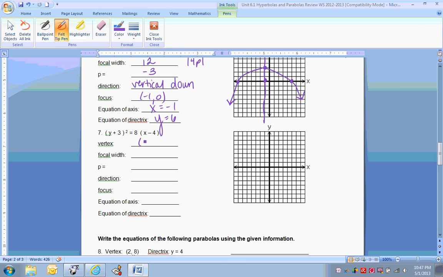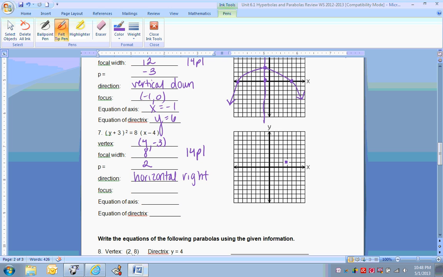This time my vertex is at positive 4, negative 3, since 4 is with my x value and 3 is with my y value. My focal width is the absolute value of 4p. Well, 8 is 4p, and the absolute value of 8 is 8. To find p, I divide 8 by 4 and I get positive 2. And since y comes first, this time it's going to be horizontal. And since my p-value is positive, it's going to open up to the right.